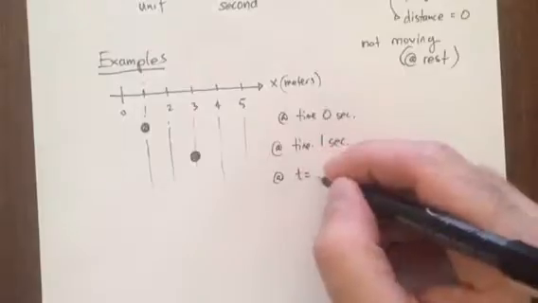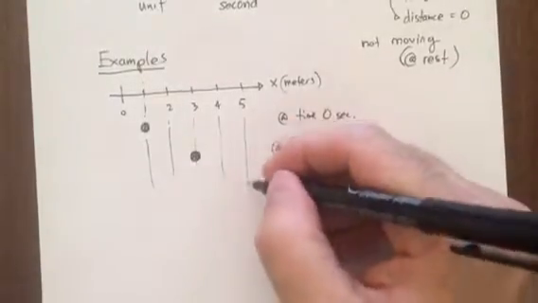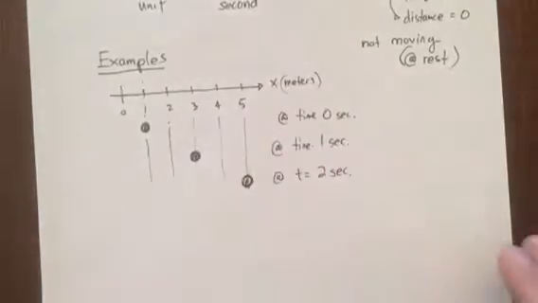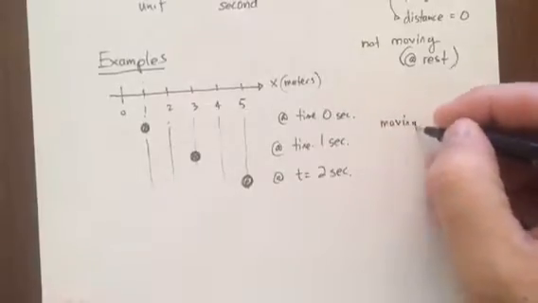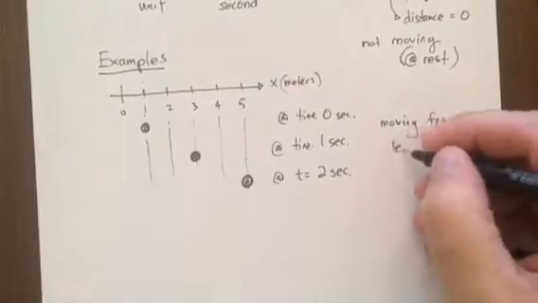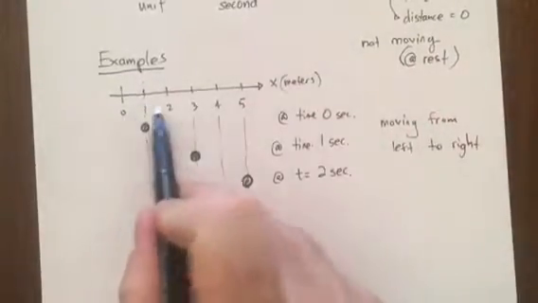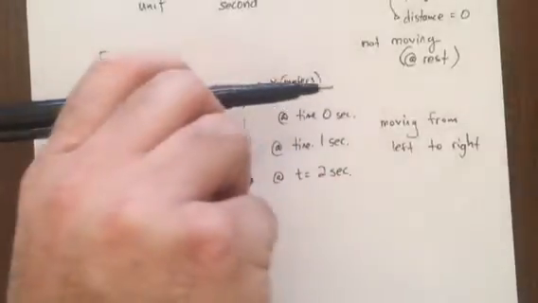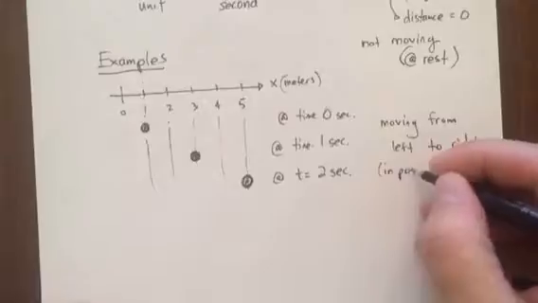Let's do another one. Time equals 2 seconds. So another second later after this time, if you're at 5 meters, we can describe that in words as, this object, or this ball, whatever we're talking about, is moving from left to right. Now, by this coordinate system that I've defined here, where we said x is in the positive direction, it gets larger, then it's moving in the positive direction.